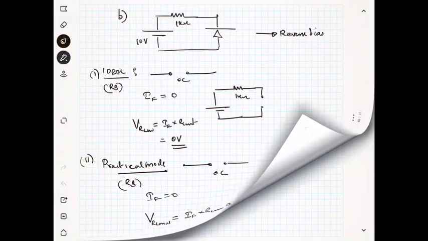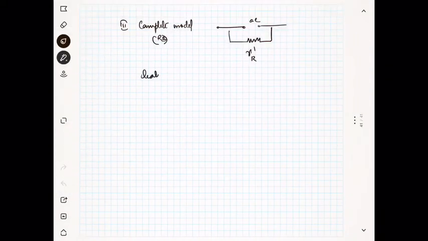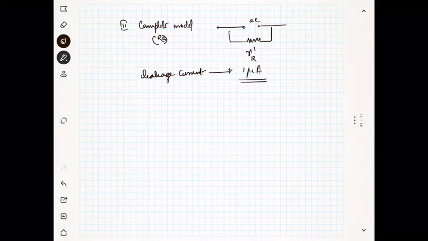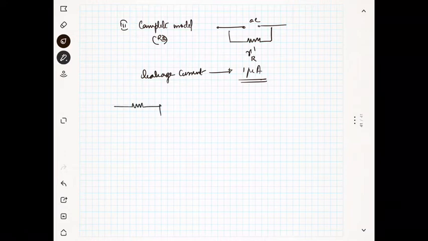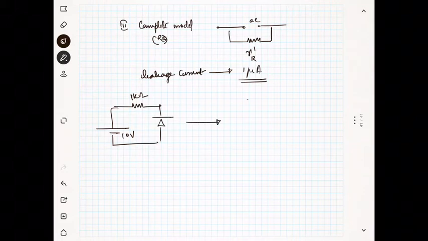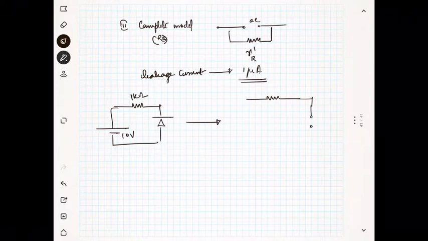It is given that the leakage current is 1 microampere. Okay, that is the leakage current. That means you have a circuit like this. This is your circuit. Your diode is reverse biased. This is 1 kilo and the diode is reverse biased. So I can represent it like an open circuit and a resistance.